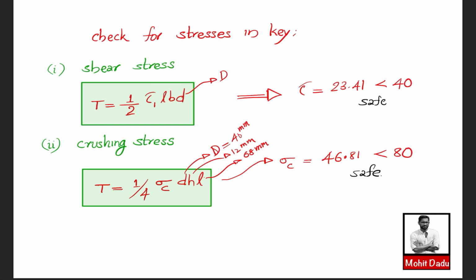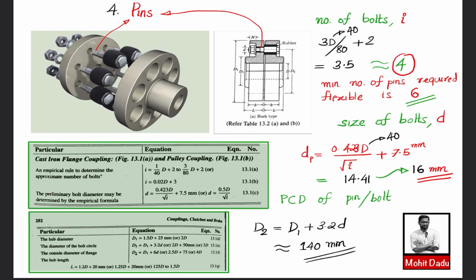Next we will be seeing the main designing component, which is the design of pins. In flexible or bush and pin type couplings, the difference with respect to flange coupling comes with the use of these pins. We are replacing the bolt with pins. The pin has some dimensions. Here you can see the pins coming here, over which the rubber bushing is coming.